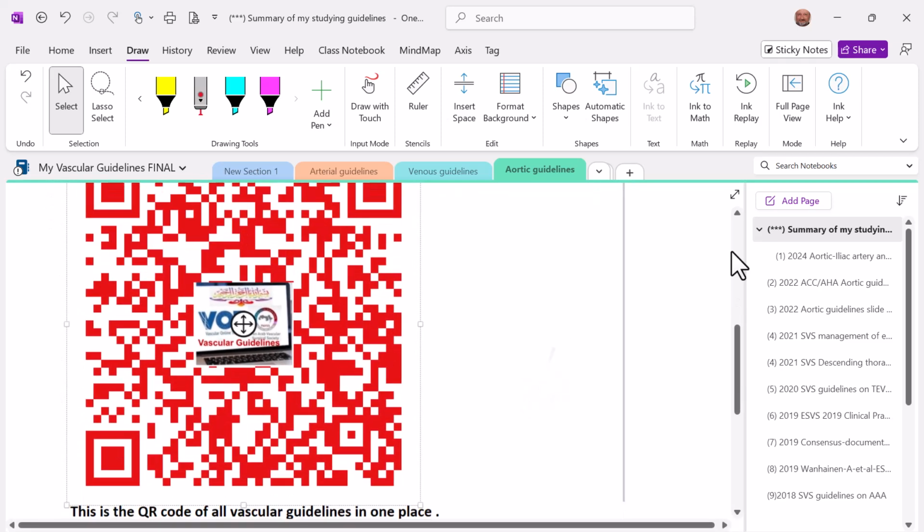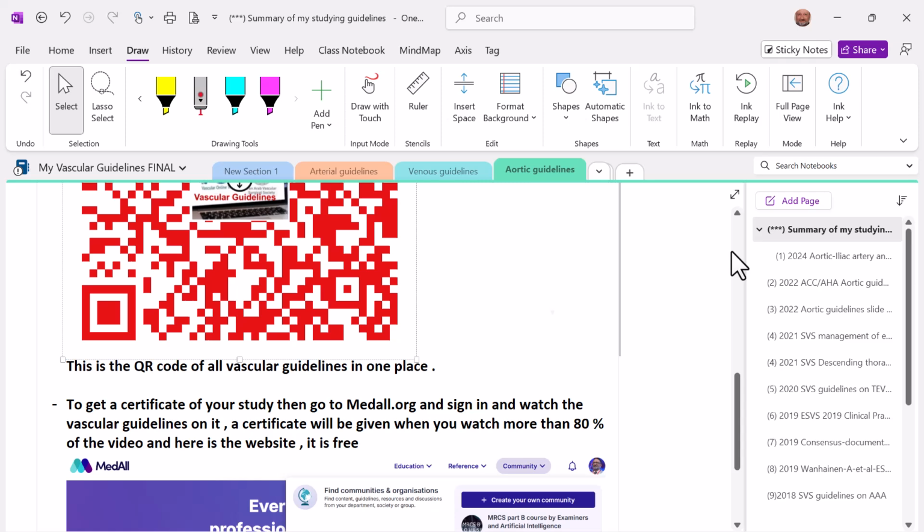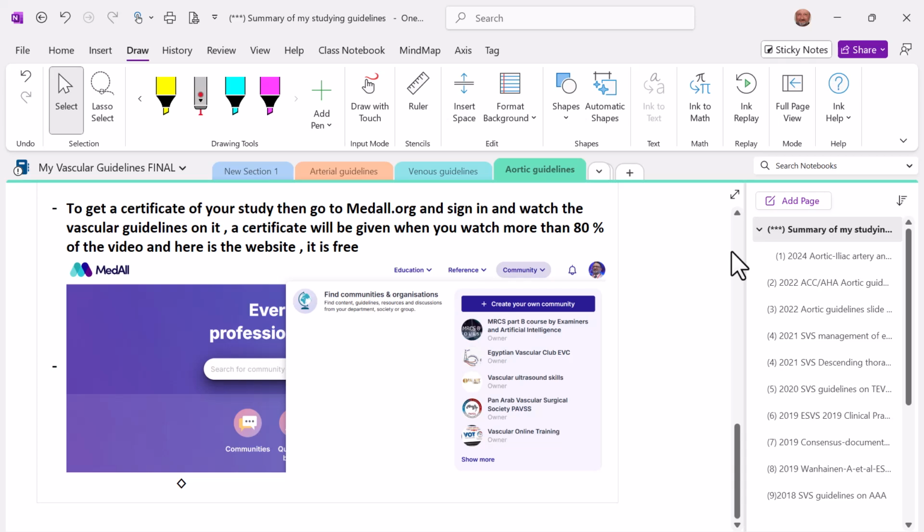Not only this, but I would like you to have a certificate while you are studying. So now there is Medall, a very nice website which has free medical information. I already have an account on Medall, and I have put all my vascular guidelines here, into vascular online training. You can also have duplex ultrasound skills, the Egyptian Vascular Club activity, and also MRCS activity.